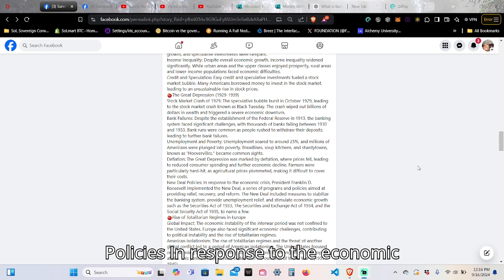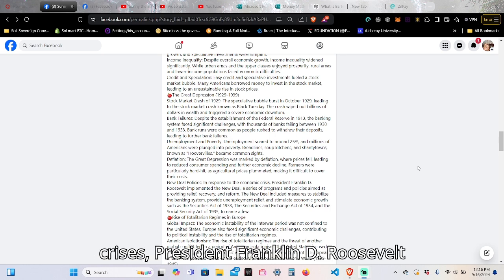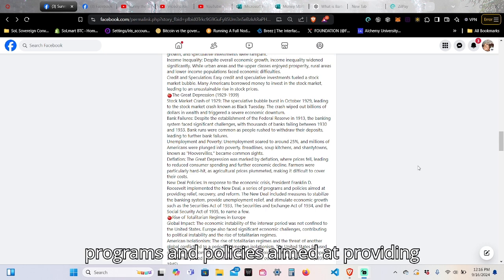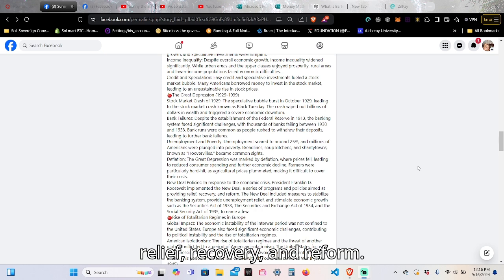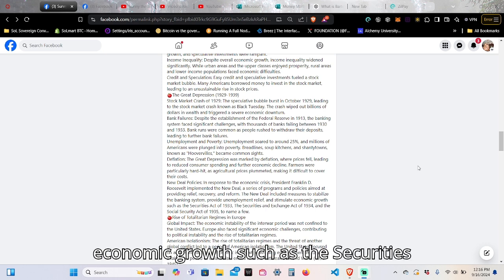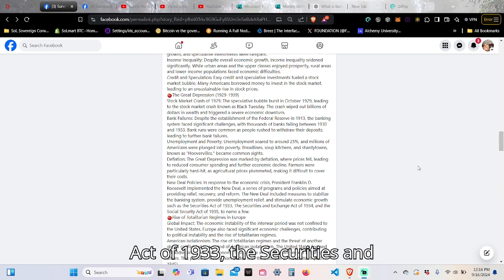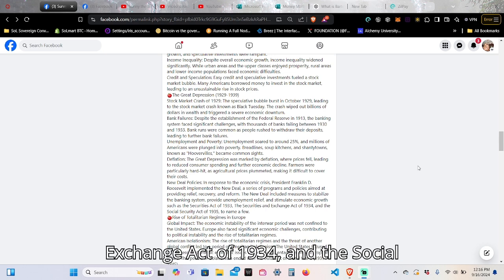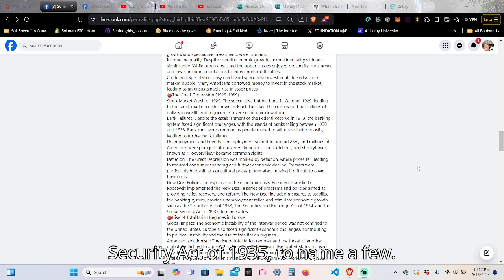New Deal policies. In response to the economic crises, President Franklin D. Roosevelt implemented the New Deal, a series of programs and policies aimed at providing relief, recovery, and reform. The New Deal included measures to stabilize the banking system, provide unemployment relief, and stimulate economic growth, such as the Securities Act of 1933, the Securities Exchange Act of 1934, and the Social Security Act of 1935, to name a few.